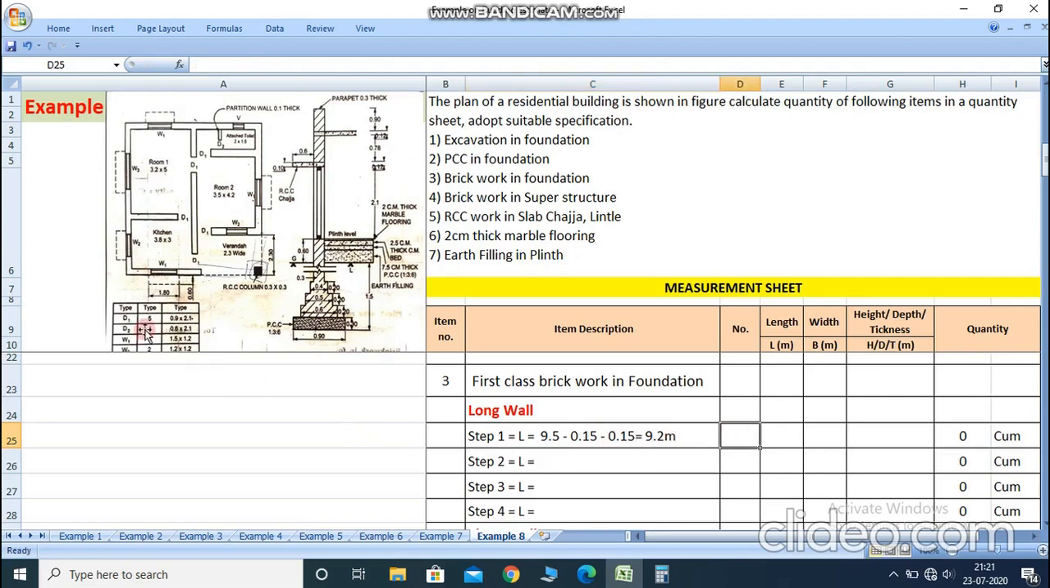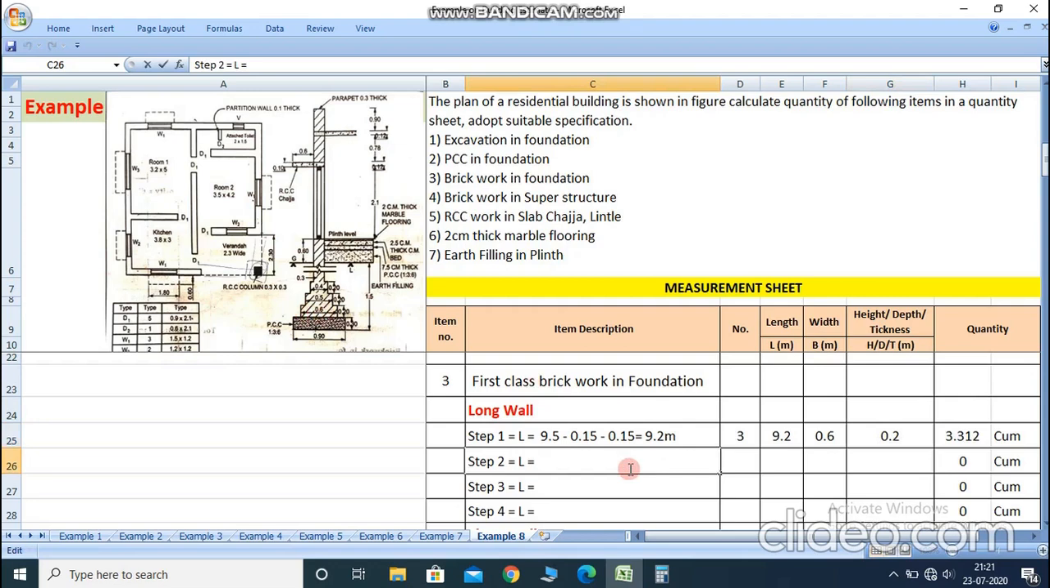So here for the length of step 1, we have 3 long walls: 1, 2 and 3. So right here the number of long walls is 3, length is 9.2, and width we write here 0.6. So 0.6 meter is the width, and thickness is already given as 0.20. See at this cursor point, 0.20 is given for the 0.6 meter width of step 1.